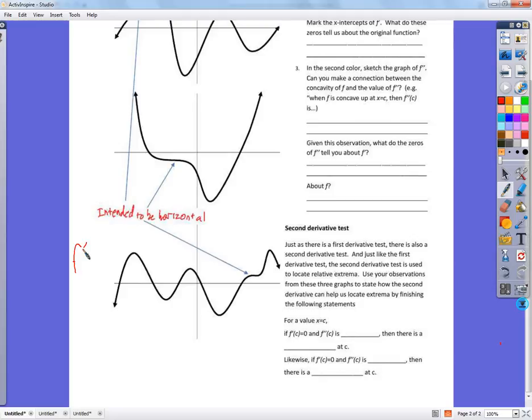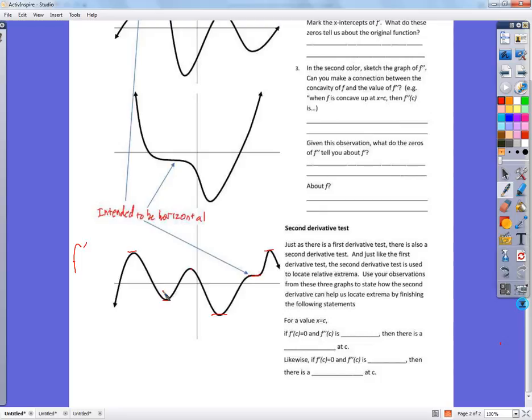Yes, horizontal. Horizontal tangent lines. Okay. Here's a horizontal tangent line. There, there, there, there, there, there. So what do we know is true about f prime at those places? Zero slope. So the original function f has a zero slope. The derivative has a value of zero.